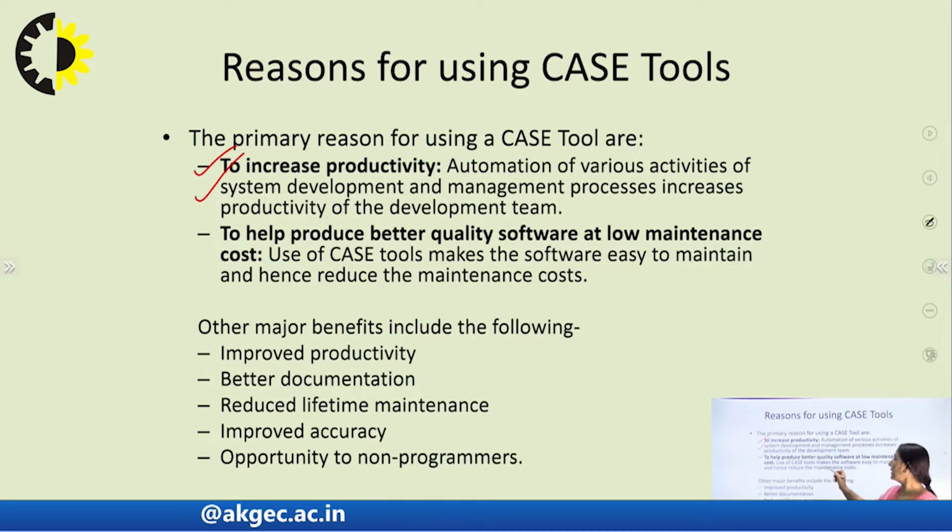This is the most important thing that we don't want to compromise in the field of software engineering: the quality of the software. We are quite interested in developing qualitative software, and if you are using the CASE tools, definitely we can produce good quality software and, of course, at a very low maintenance cost. Now, use of CASE tools makes the software easy to maintain and hence, of course, it is going to reduce the maintenance cost.